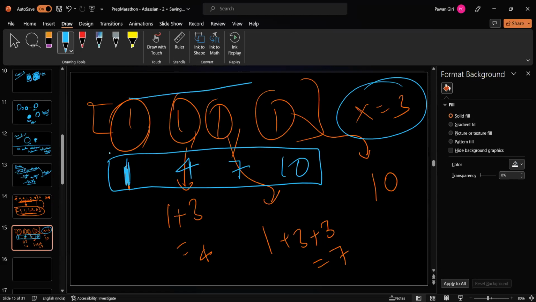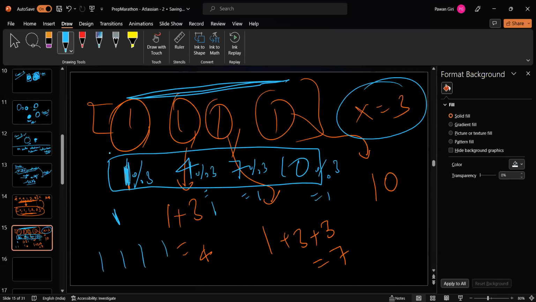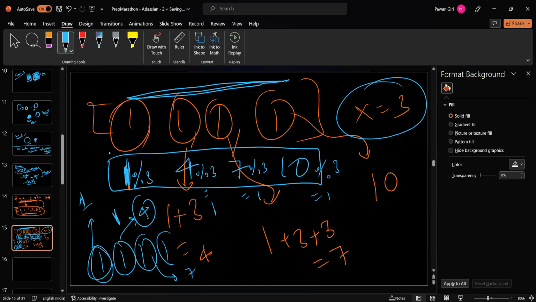So what are these all related by? 1 mod 3 is 1, 4 mod 3 is 1, 7 mod 3 is 1, 10 mod 3 is 1. Okay. So if there are four ones, first I can use one to generate 1. From the next one I can generate 4. From the next one I can generate 7. From the next one I can generate 10.